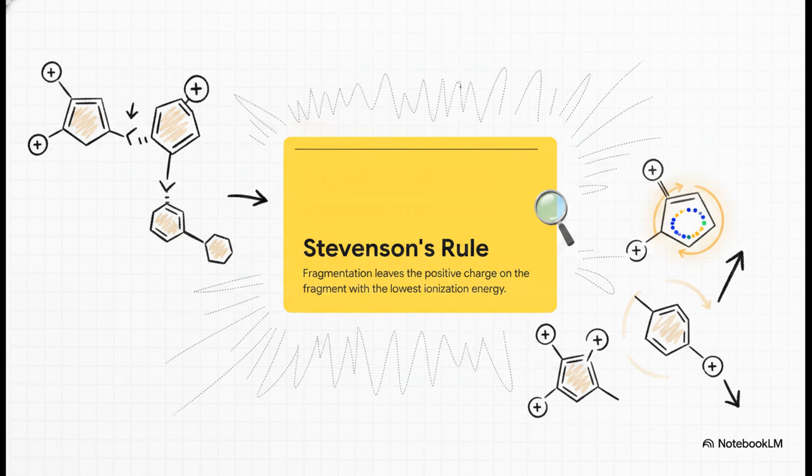The primary motive behind these fractures is governed by Stevenson's rule. This essentially states that the most probable fragmentation is the one that leaves the positive charge on the fragment with the lowest ionization energy. But simply, molecules break apart to form the most stable ions possible. This is the exact same logic as Markovnikov's rule from your standard organic chemistry class, where you form the most stable carbocation. The same things that stabilize carbocations in a beaker stabilize fragment ions in a gas phase vacuum.